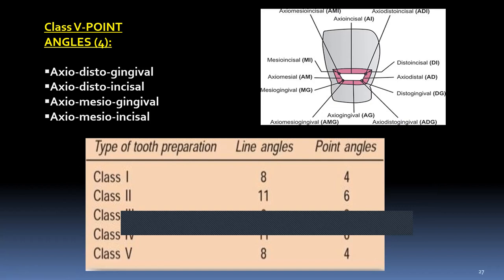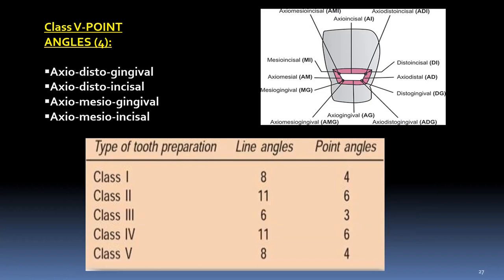So here is a nutshell of the types of tooth preparation, the line angles and point angles. Just as a refresher, class 1 includes 8 line angles and 4 point angles. Class 2 includes 11 line angles and 6 point angles. Class 3, 6 line angles and 3 point angles, and class 4, 11 line angles and 6 point angles, and class 5, 8 line angles and 4 point angles.